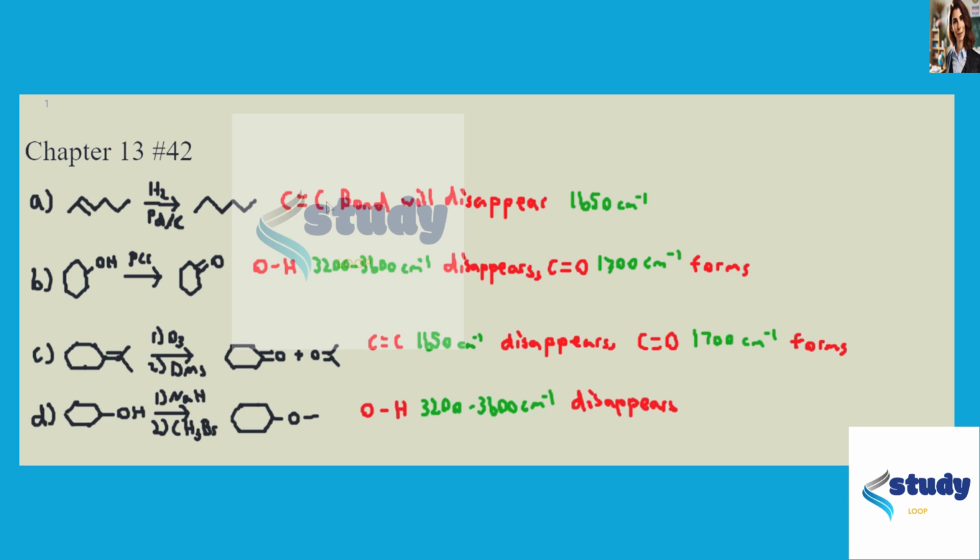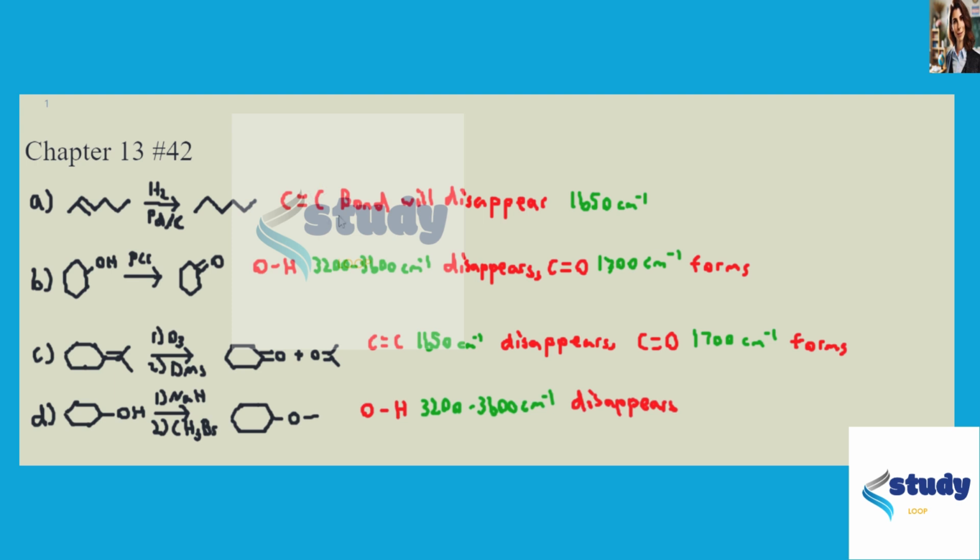And so for A, we are hydrogenating a double bond. So essentially we want to look at what will disappear and what new functional groups will form, and see which of those can be used to distinguish products from reactants.